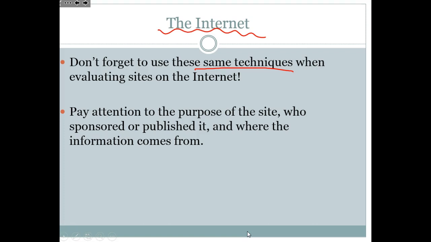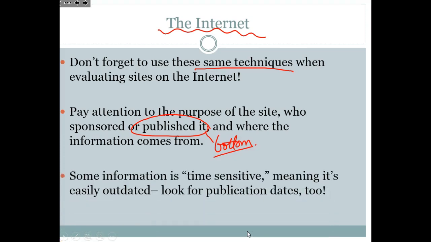Pay attention to the purpose of the site, who sponsored it and published it, which you can kind of tell at the bottom of the page usually. It gives you the copyright and where the information comes from. So look at what sources they're using in order to be a source themselves.